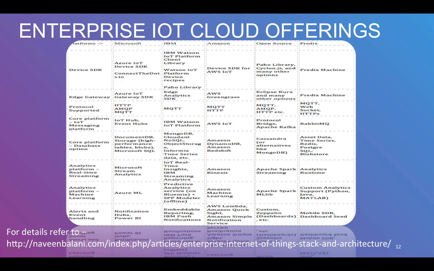The following provides a summary chart of various services offered by the cloud providers and open source alternatives which can be used to build IoT applications. The chart is also available on my blog, and I've provided the link below in my slide. As you see, you can actually build out IoT solutions using open source technologies like Apache Kafka as a messaging platform, Apache Spark as a streaming infrastructure, Spark ML for machine learning, Ethereum for blockchain, and a custom protocol bridge for converting IoT protocols like MQTT to Kafka messages.